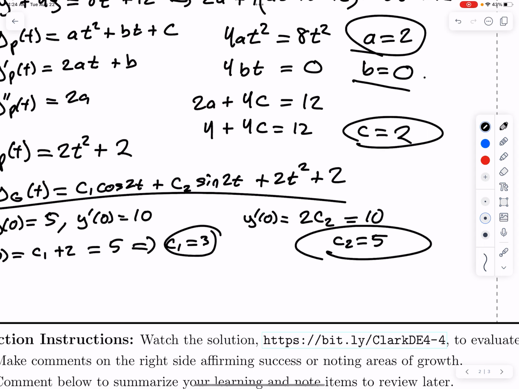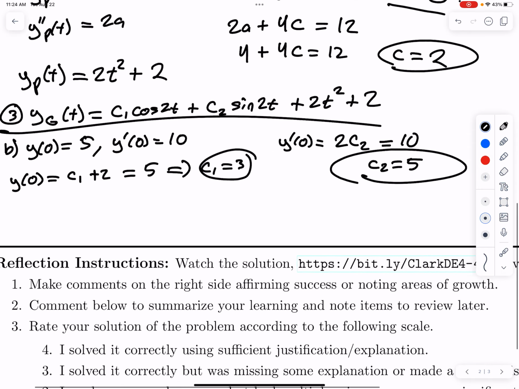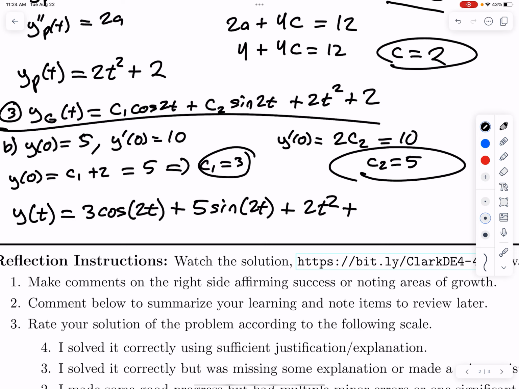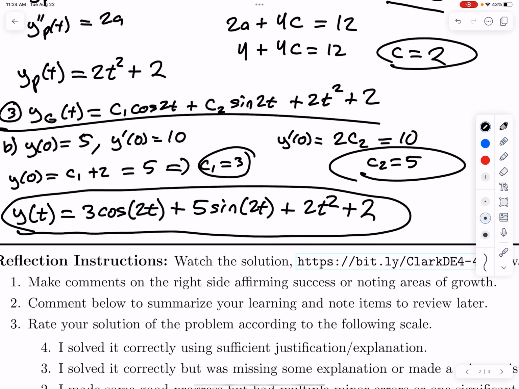So now I've got c1 is 3 and c2 is 5, and I can write down my solution to the initial value problem. y of t is 3 cosine of 2t plus 5 sine of 2t plus 2t squared plus 2. And that solves the initial value problem right there.